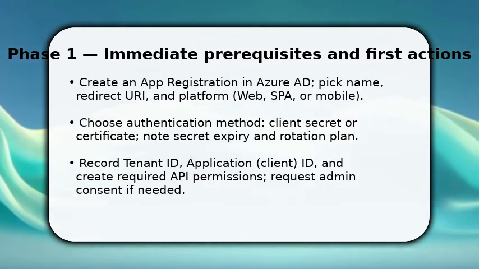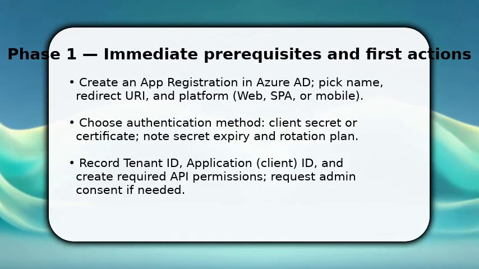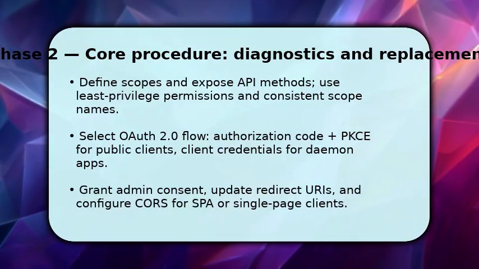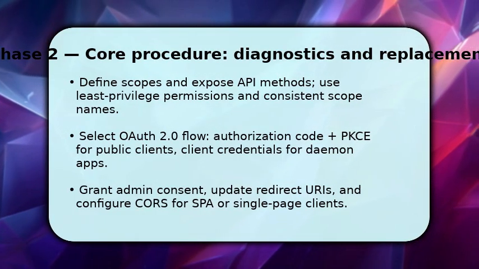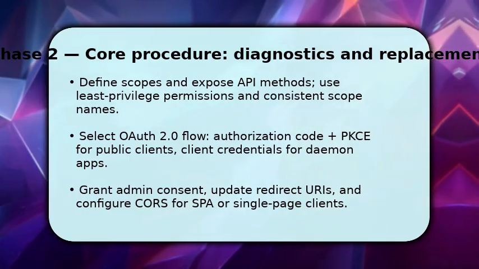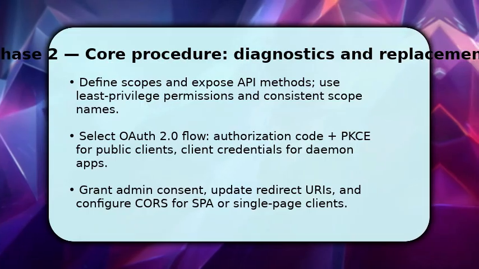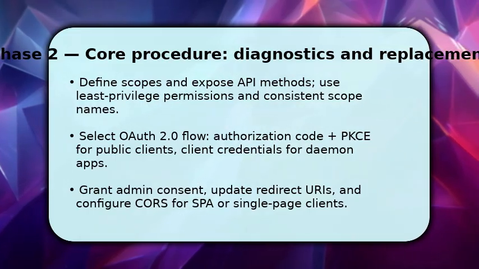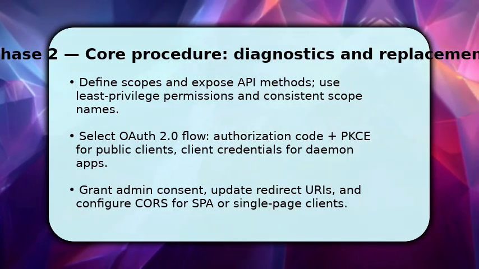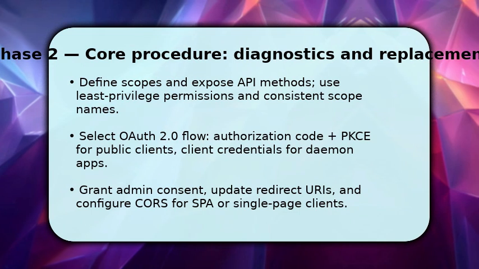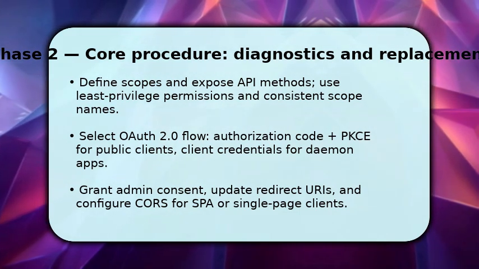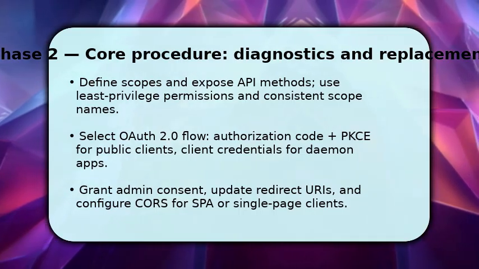Once done with registration, configure the authentication flows and scopes. Expose an API and define scopes so clients request only needed access. This enforces least privilege. Choose the correct OAuth 2.0 flow. Use authorization code with PKCE for public or interactive clients versus client credentials for backend services. Make sure redirect URIs match your app, set CORS for single-page apps, and grant admin consent where necessary. These steps ensure tokens issued by Azure AD will carry the right claims for you.